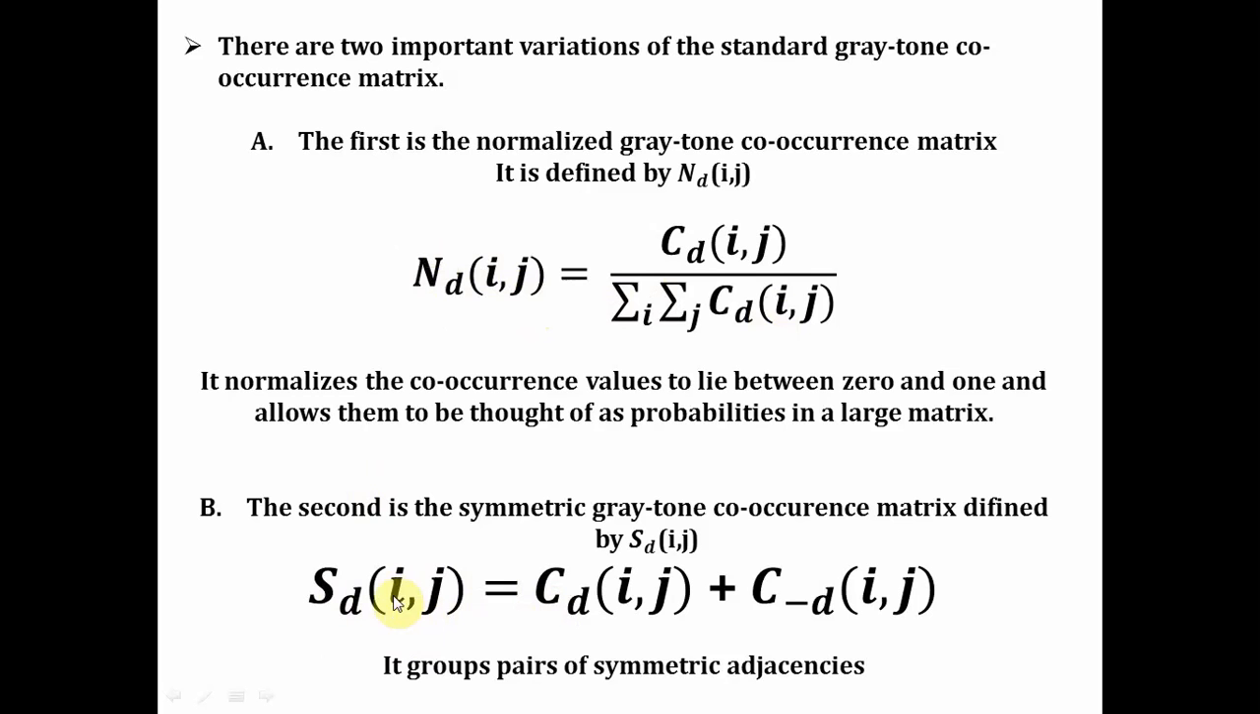Now what is the symmetry? Symmetry is nothing but the symmetry of this ij pixel is equivalent to the co-occurrence matrix plus the transpose of the co-occurrence matrix. Okay, you know the transpose of a matrix. So the plain co-occurrence matrix plus the transpose of the co-occurrence matrix will give you the symmetric co-occurrence matrix. Okay, so normalization, why do we require normalization? It normalizes the co-occurrence values to lie between 0 and 1.